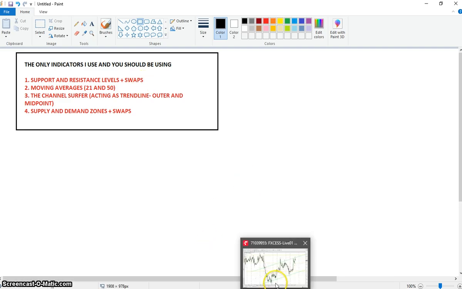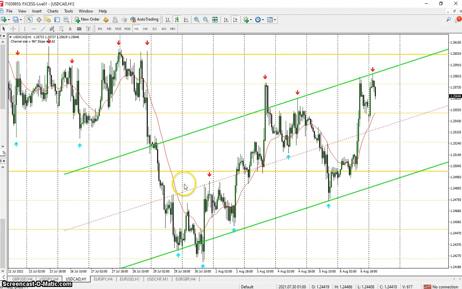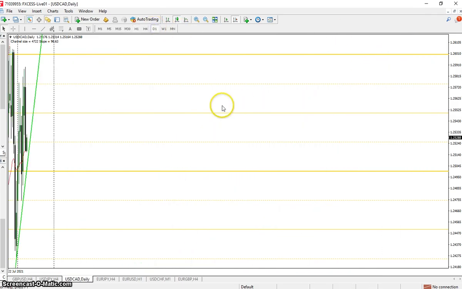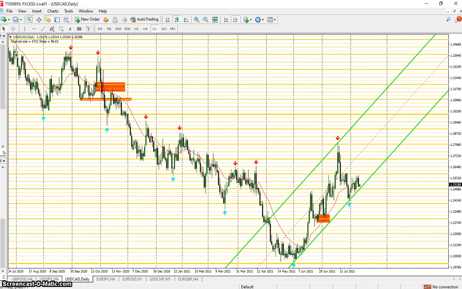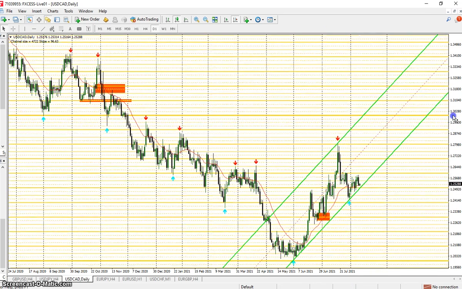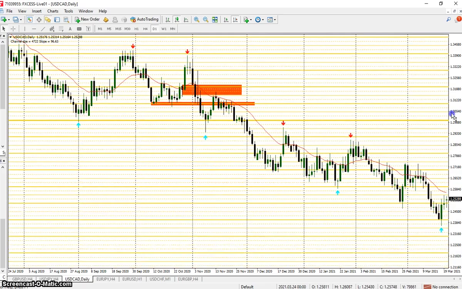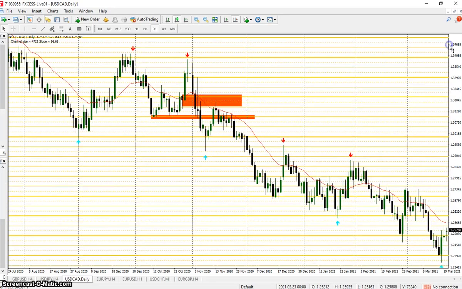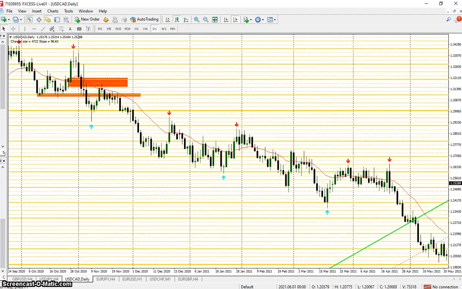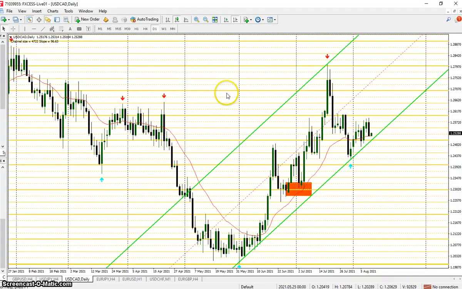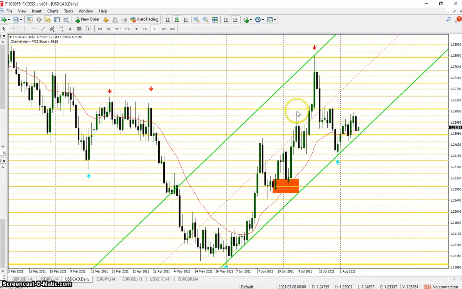Let's go to the chart. I've already done this before, but I just want to tell you that those are the indicators I use. All these things you see are levels. This sweet spot you see, they are all levels. Support and resistance levels plus swap. You remember how to do swap? When resistance becomes support and support becomes resistance, those are swap levels. Those are the indicators I use.